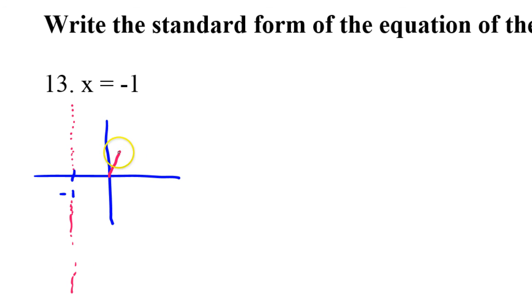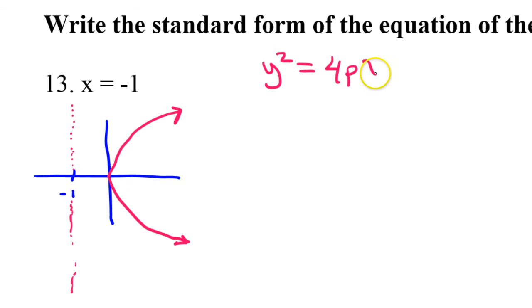Okay, the parabola should be opening in the opposite direction from the directrix. So this is a sideways parabola. So that tells me right away that I'm dealing with y squared. Y squared is equal to 4p times x.